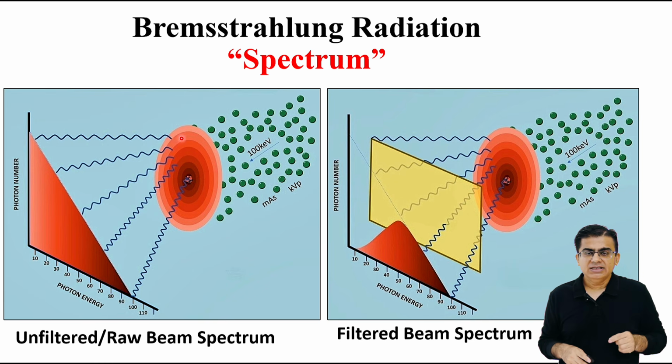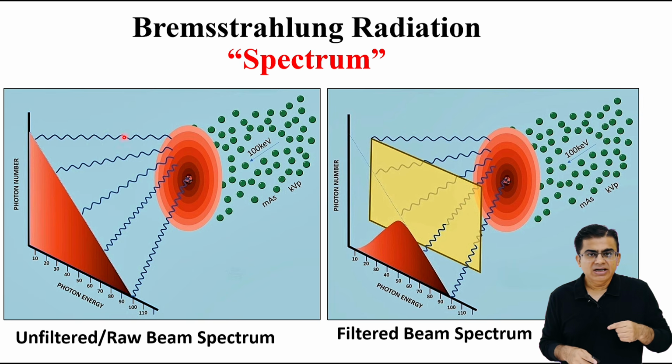The top path is very far from the nucleus. This one travels through the weak outer area, so it only slows down a little bit. The braking force here is small, and this creates a very low energy Bremsstrahlung radiation photon.